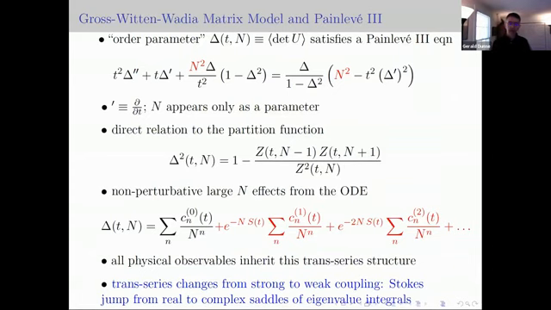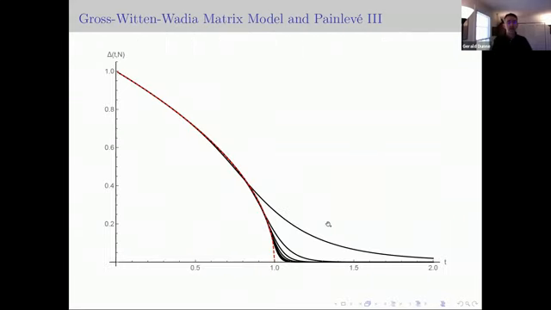And the point I want to make here is that just like in the Painlevé II case that we just discussed, the structure of this trans-series will actually be completely different depending on the value of t. And that will be a way to characterize this phase transition at t equals 1. The structure of this trans-series is going to be totally different for t bigger than 1 compared to t less than 1. So here's just a plot.